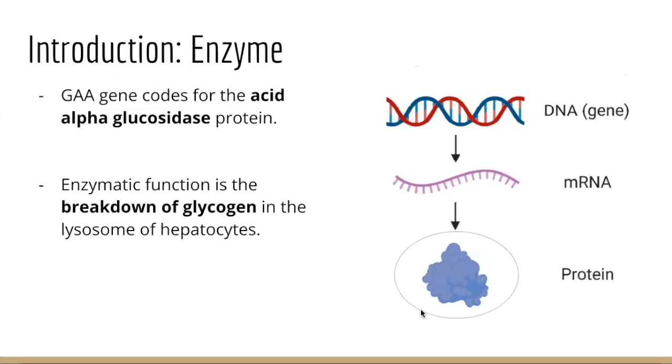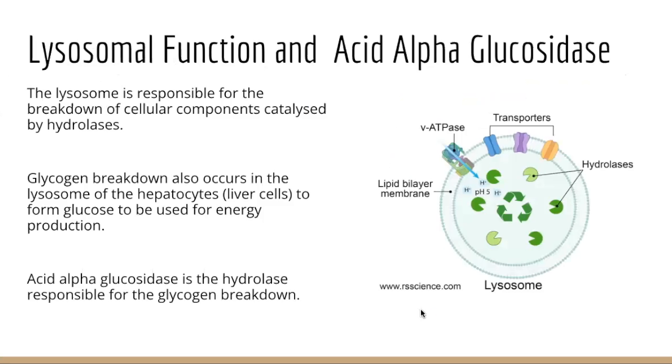So now that we understand the gene, we can move on to the enzyme. As it would make sense, the GAA gene codes for the acid alpha glucosidase enzyme or protein. The enzymatic function of this protein is that it breaks down glycogen in the lysosomes of hepatocytes. So looking more at the lysosome, what exactly happens in the lysosome?